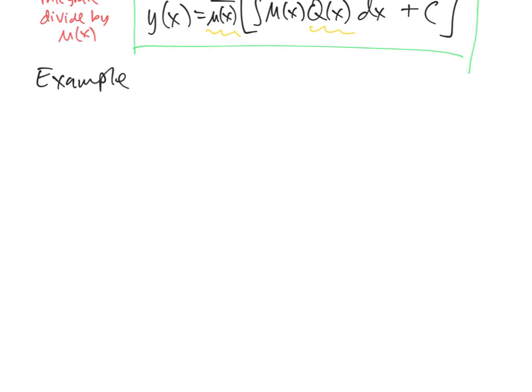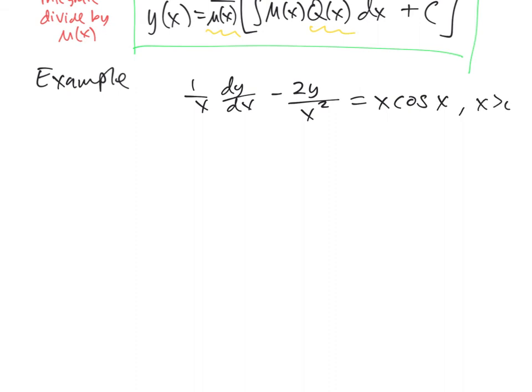So let's take an equation: 1 over x times dy dx minus 2y over x squared equals x cosine x, for positive x. So this is a linear equation. We'll put it in standard form, and we'll maybe see things a little bit clearer how they look.